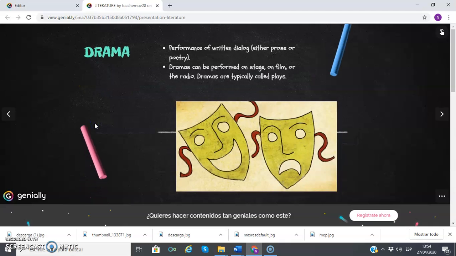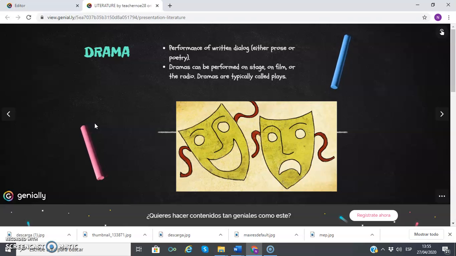It says that there are performances or written dialogues, either prose or poetry. Presentación de diálogos escritos. Pueden ser en prosa o en poesía. Dramas can be performed on a stage, on a film like a movie, or the radio. Dramas are typically called plays.